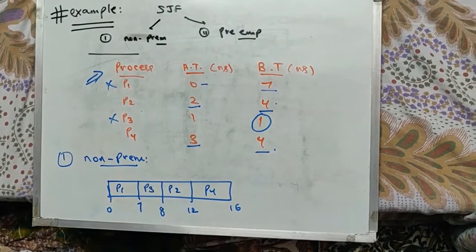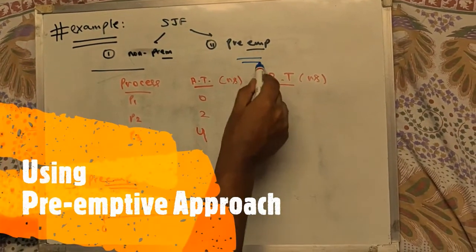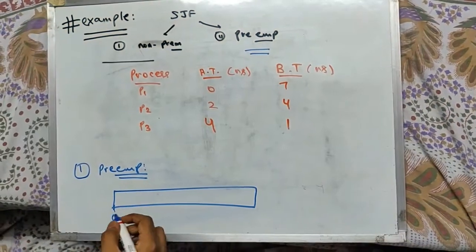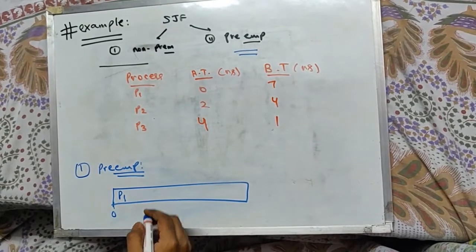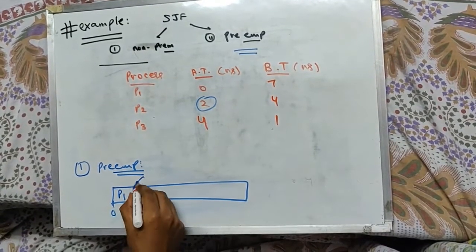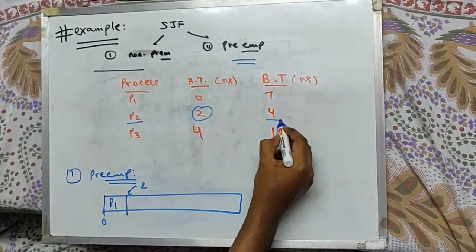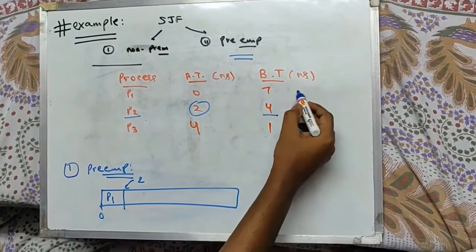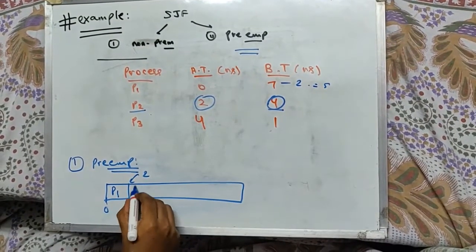Now we'll solve the same question using the preemptive method of shortest job first. At time equal to 0, we have P1, so we start executing P1. At time equal to 2, we get another process, P2, which has burst time 4. The remaining burst time of P1 is 5, so it's 5 and 4. P2 is the shortest job, so we take up P2.